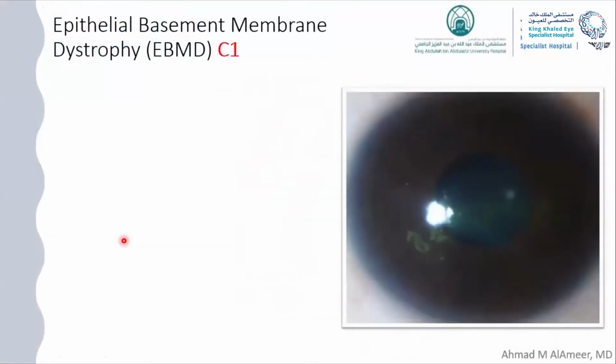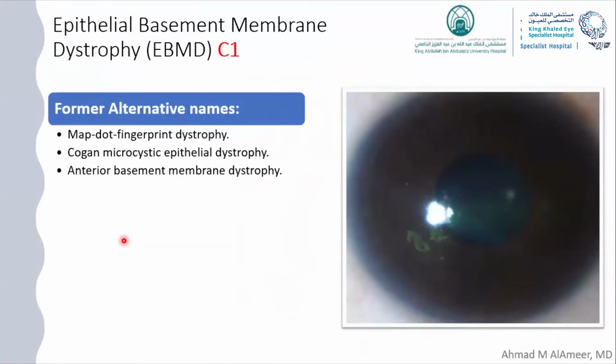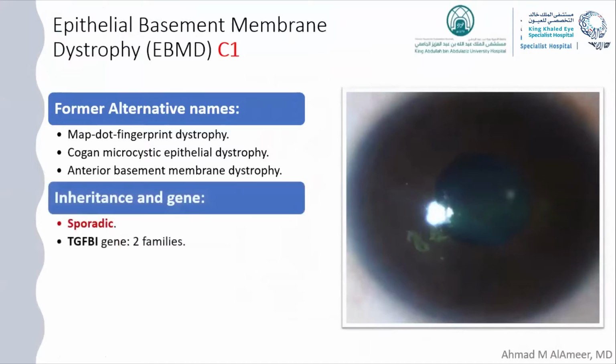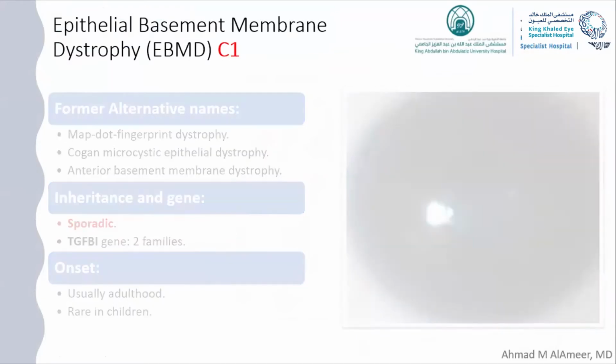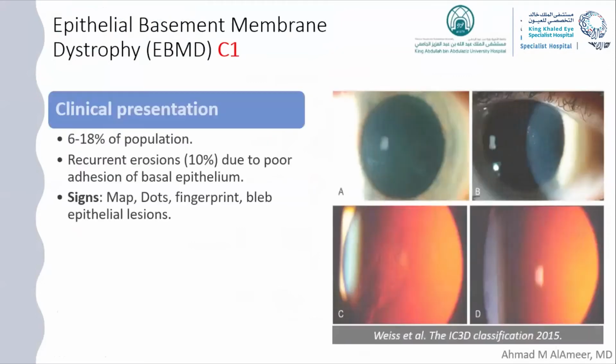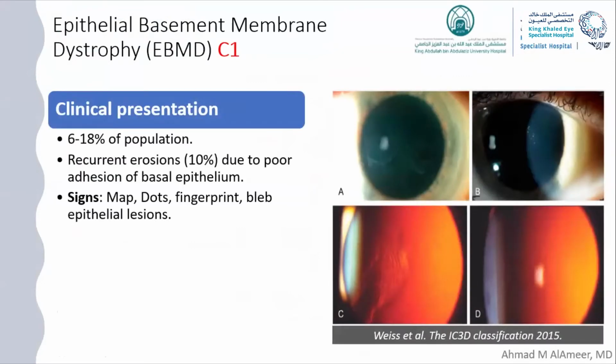The first one is epithelial basement membrane dystrophy, which is category 1. It was previously called map-dot-fingerprint dystrophy or Cogan microcystic epithelial dystrophy. It is sporadic, and a transforming growth factor beta-induced gene mutation has been identified in 2 families only. It usually starts in adulthood and is rare in children. It affects 6 to 18% of the population, and 10% out of these 6 to 18% present with recurrent erosions.